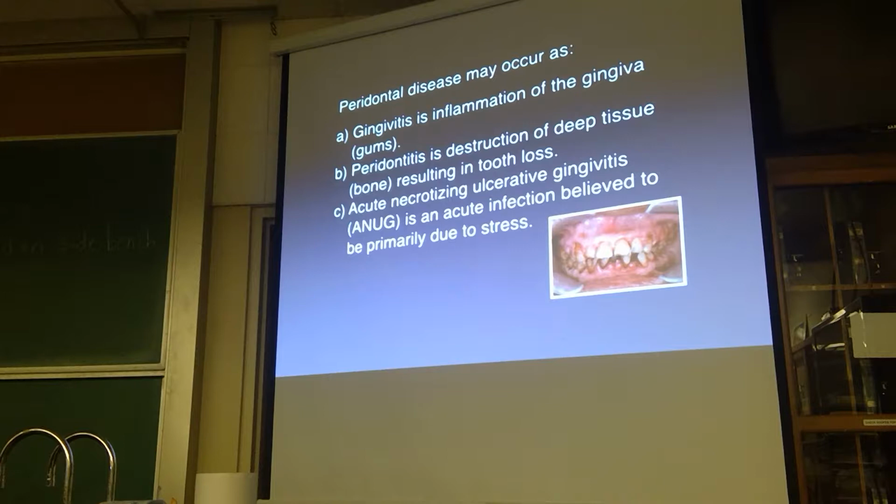And then you have acute necrotizing ulcerative gingivitis, which is shown in the picture here, where there's a lot of damage being done to the teeth and to the gums, and it can lead to tooth loss, primarily due to stress. So we hope none of you are that stressed. Yeah, so it's getting pretty bad in here, but hopefully not that bad.